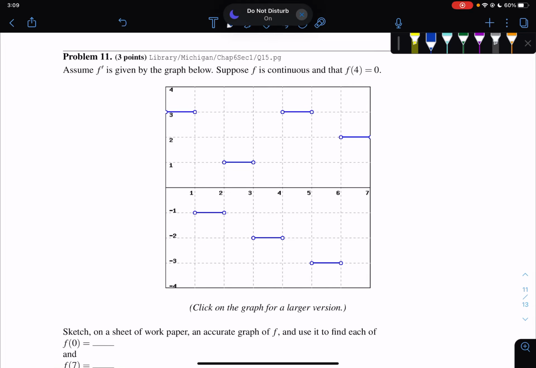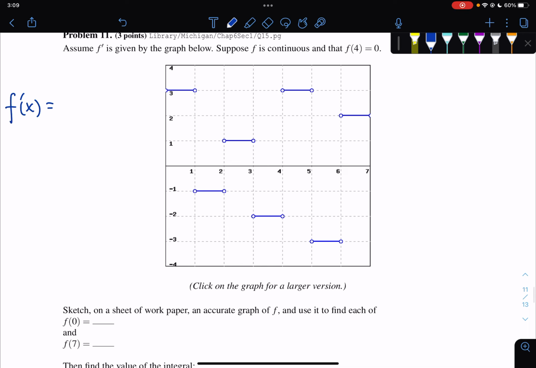So let's look at problem number 11 here. What was given to you is the derivative of a function, and we know my original function is continuous, and I know one point. So I have my derivative of the function, which is this piecewise function I have here.